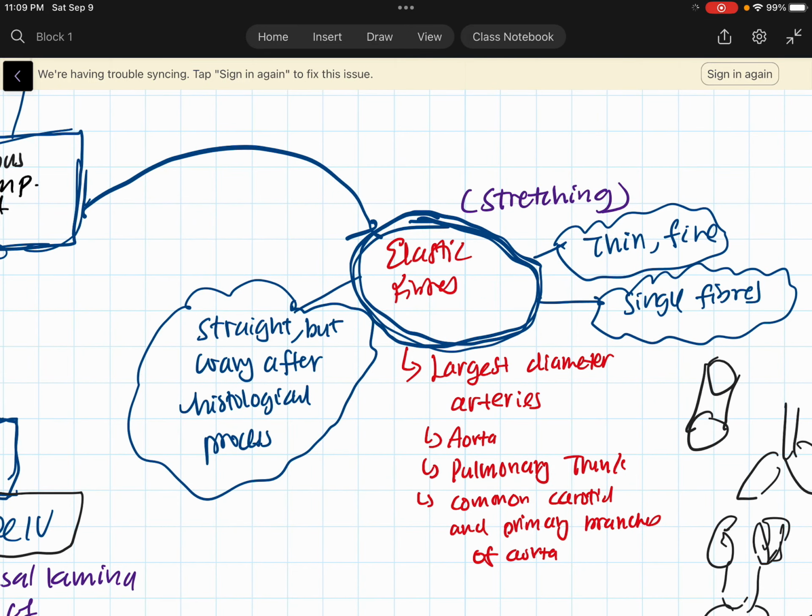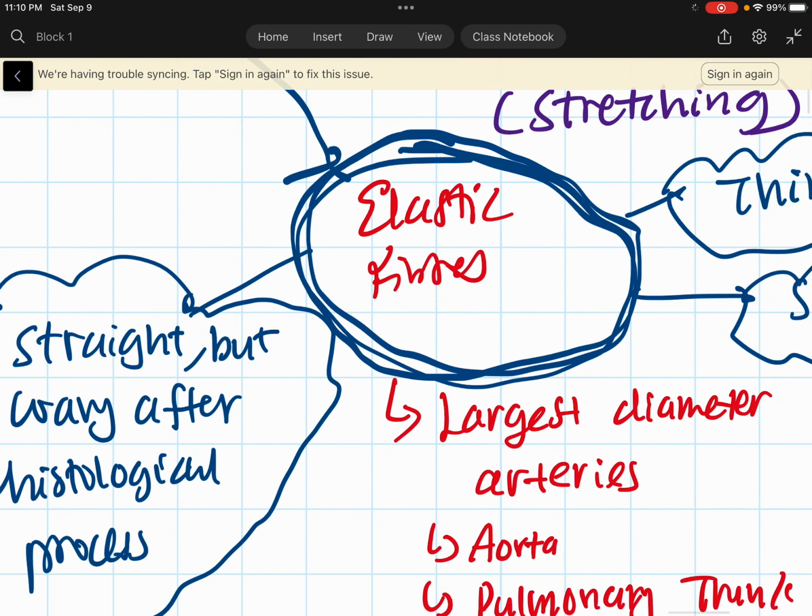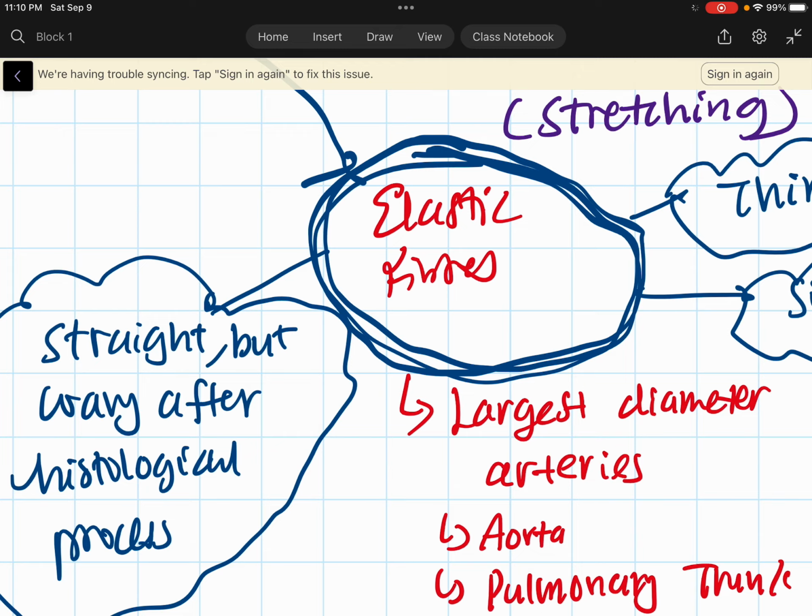And finally, we have the elastic fibers. Now, when we're talking about the appearance of elastic fibers, in reality, when you can still find it in your body, it's straight. But when we are looking at it under a histology slide, because we need to process the elastic fibers so we can view it underneath a microscope, the straight elastic fibers now become wavy after the histological process.